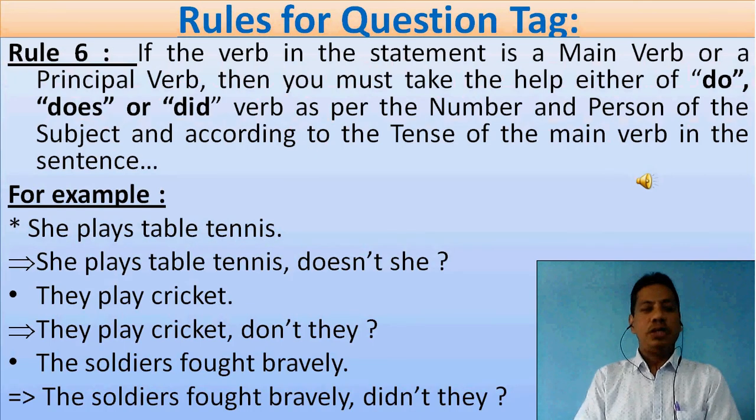Then rule number 6. If the verb in the statement is a main verb or a principal verb, then you must take the help of do, does, or did as per the number and person of the subject and according to the tense of the main verb in the sentence. Very, very important. For example, she plays table tennis, doesn't she? They play cricket, don't they? The soldiers fought bravely, didn't they?